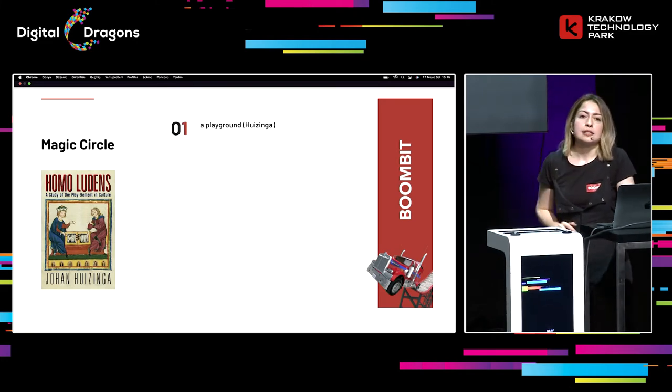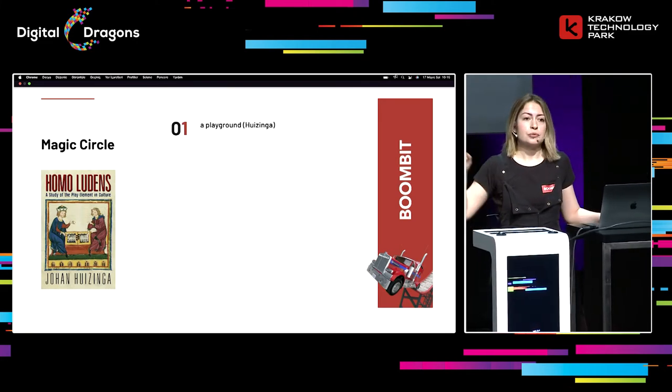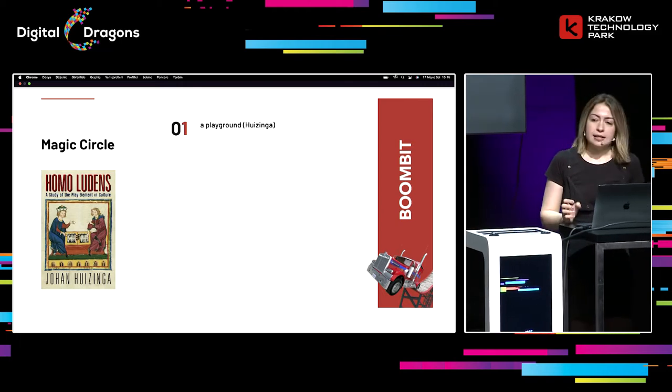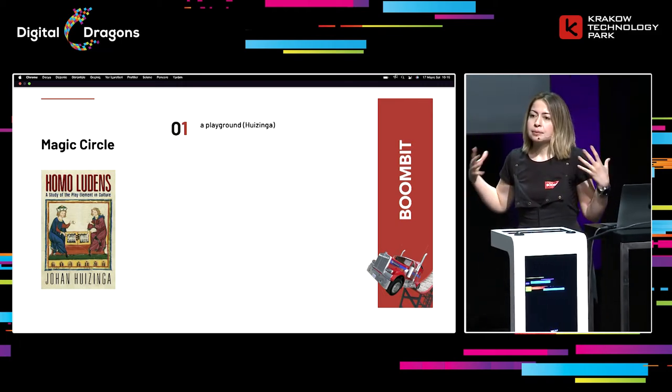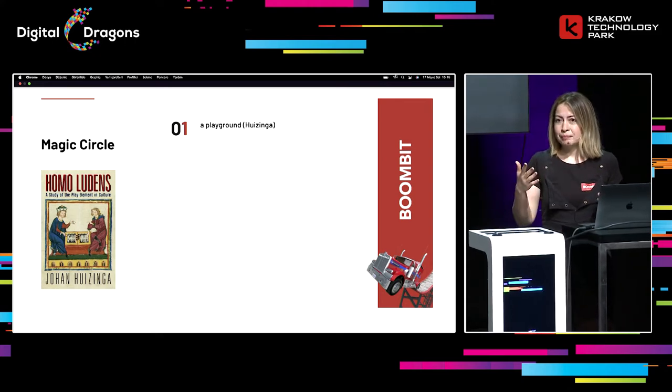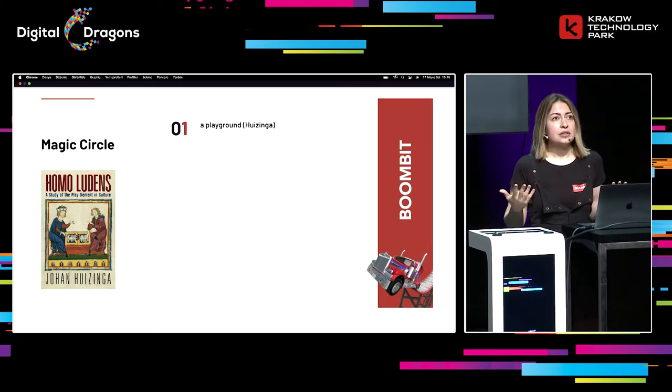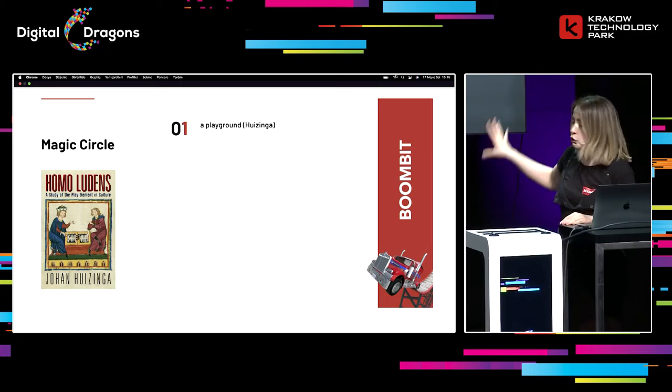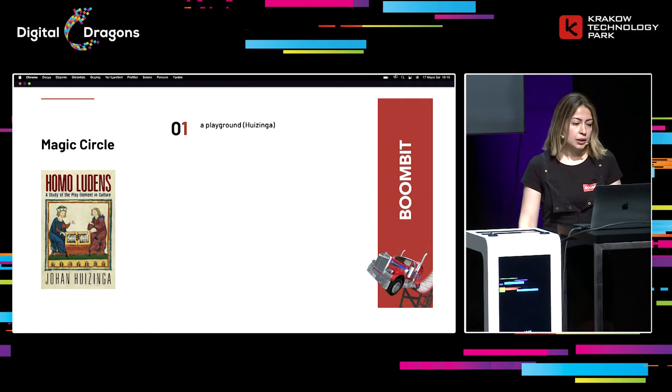Magic circle is a term that was used first by Huizinga. And it is a space, it is a playground. I used it in a different manner. So since we have a different crowd here, I will directly use the terms that I'm using for this one.